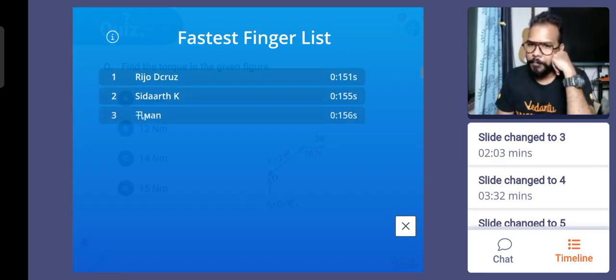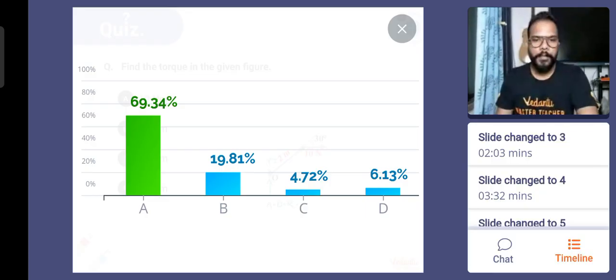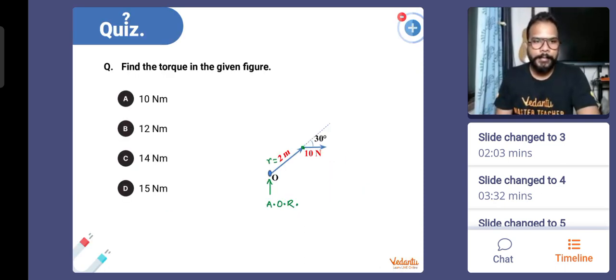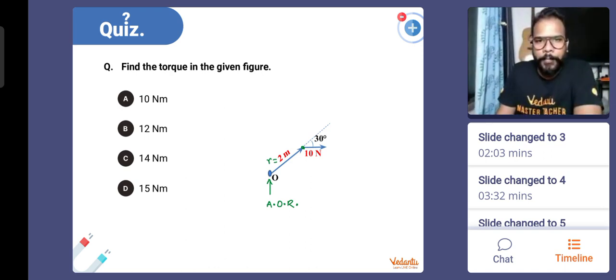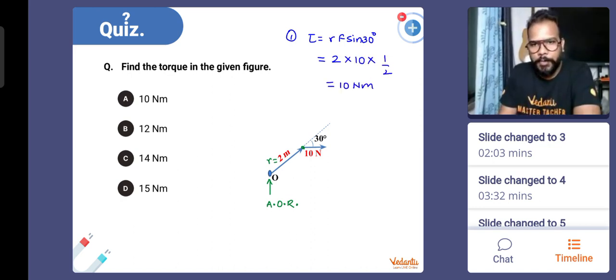Time's up. Very good. The correct answer is very easily doable. I'll show you all 3 ways in which we can solve this question. The first approach is just to write down R, F, and sine of 30 degree. The value of R is 2, F value is 10, and sine 30 is half. So the value comes out to be 10 Newton meter. In less than 20 seconds, you can answer this question.